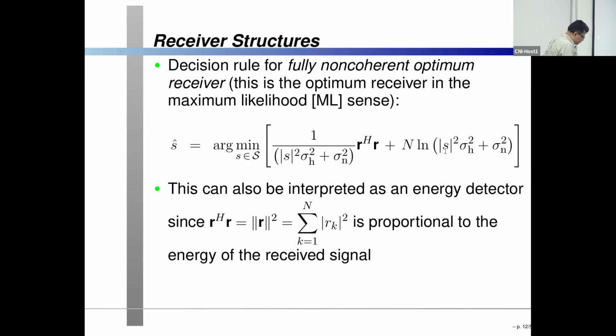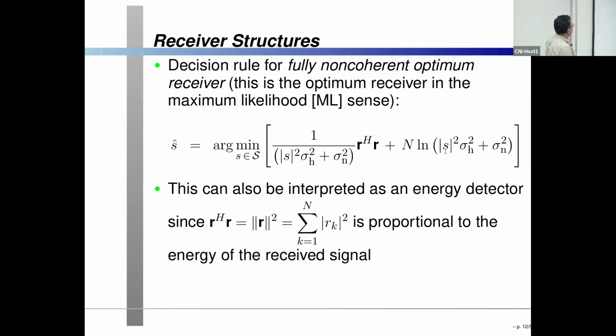So we'll just look at the receiver structures. So the first one, this derivation is simple. You basically have to find the PDF of R given S. That's it. You have to average over the channel statistics and the noise statistics. So the decision rule which turns out from that is the maximum likelihood receiver, and ML I refer to as maximum likelihood, which is the original unabbreviated form, not machine learning, which came much later.